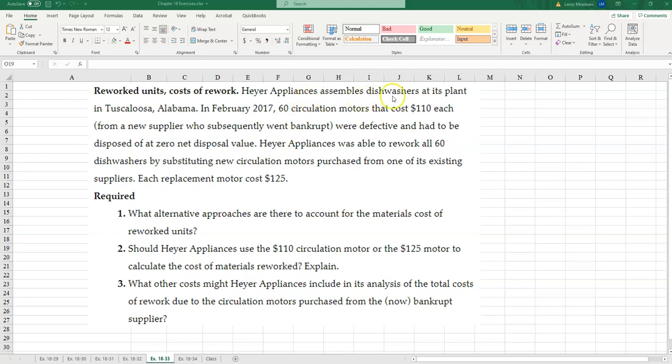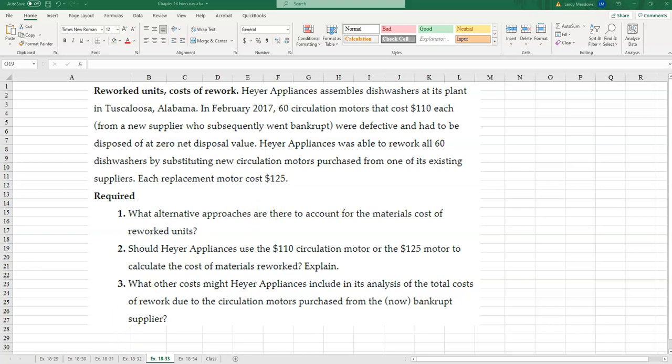Hire Appliances assembles dishwashers at its plant in Tuscaloosa, Alabama. In February 2017, 60 circulation motors that cost $110 each from a new supplier who subsequently went bankrupt were defective and had to be disposed of at zero net disposal value. Hire Appliances was able to rework all 60 dishwashers by substituting new circulation motors purchased from one of its existing suppliers. Each replacement motor costs $125.